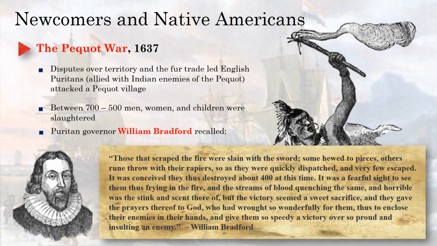Puritan Governor William Bradford recalled, "Those that escaped the fire were slain with the sword, some hewed to pieces, others run through with their rapiers, so they were quickly dispatched, and very few escaped. It was conceived that they destroyed about 400 at this time. It was a fearful sight to see them frying in the fire, and the streams of blood quenching the same, and horrible was the stink and scent thereof. But the victory seemed a sweet sacrifice, and they gave the prayers therefore to God, who had wrought so wonderfully for them, thus to enclose their enemies in their hands, and give them so speedy a victory over so proud and insulting an enemy."